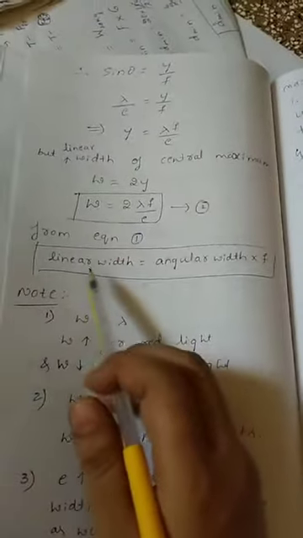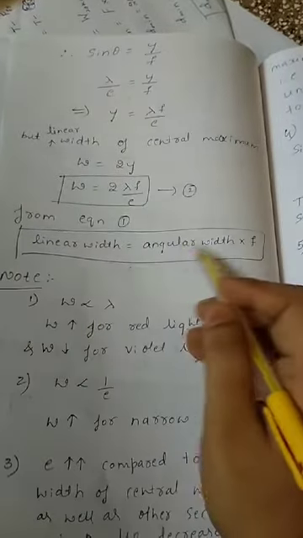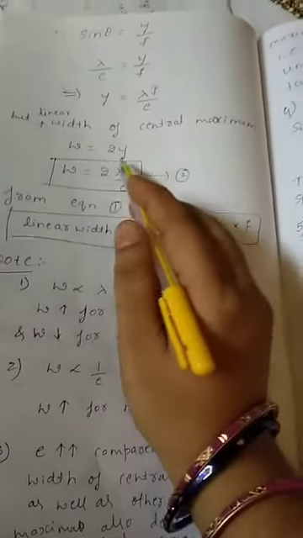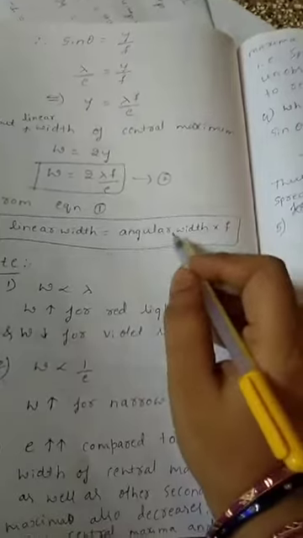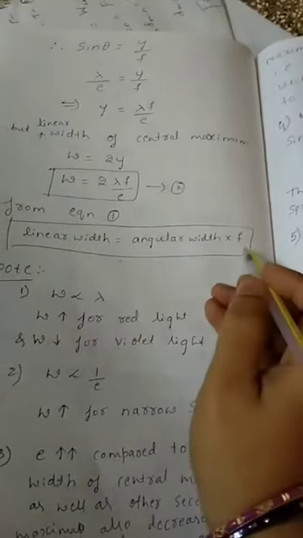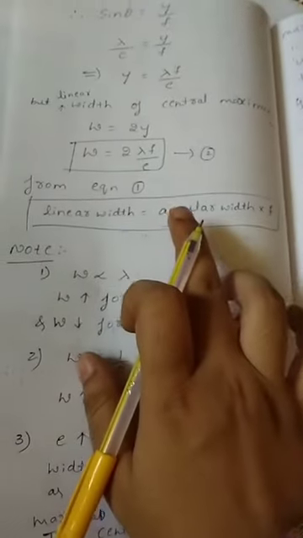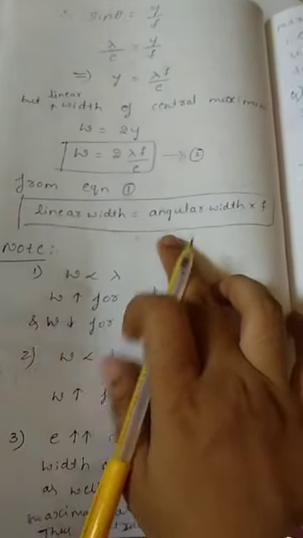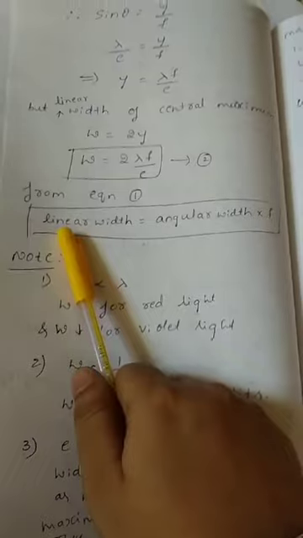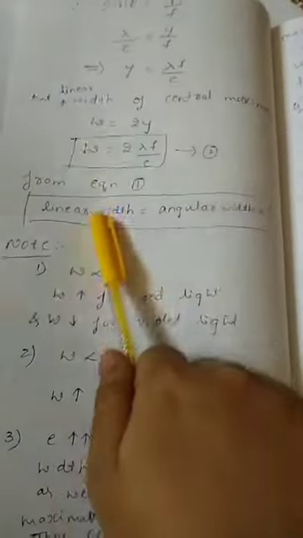So from 1 and 2 I can write linear width is equal to angular width into f, because 2 lambda by a is nothing but angular width, and f is the focal length of the lens used. So this is the expression for the width of the central maximum, both in the case of linear and in the case of angular, and the relation is also given.